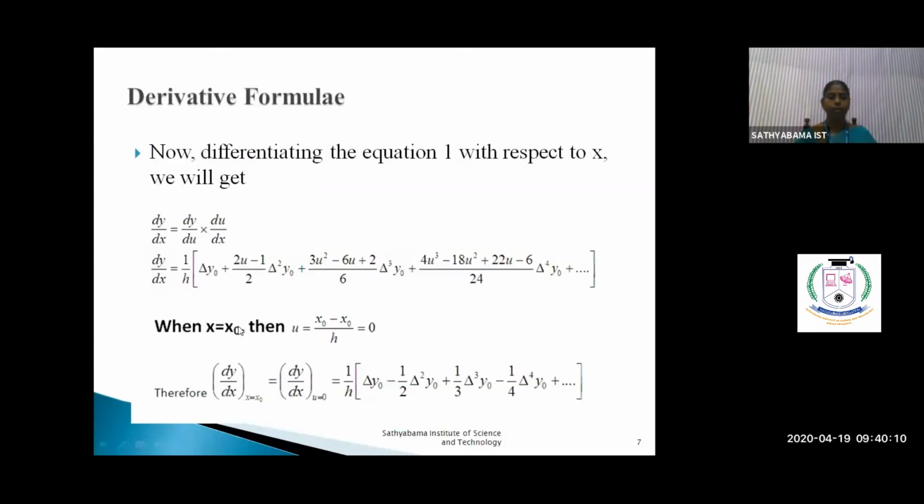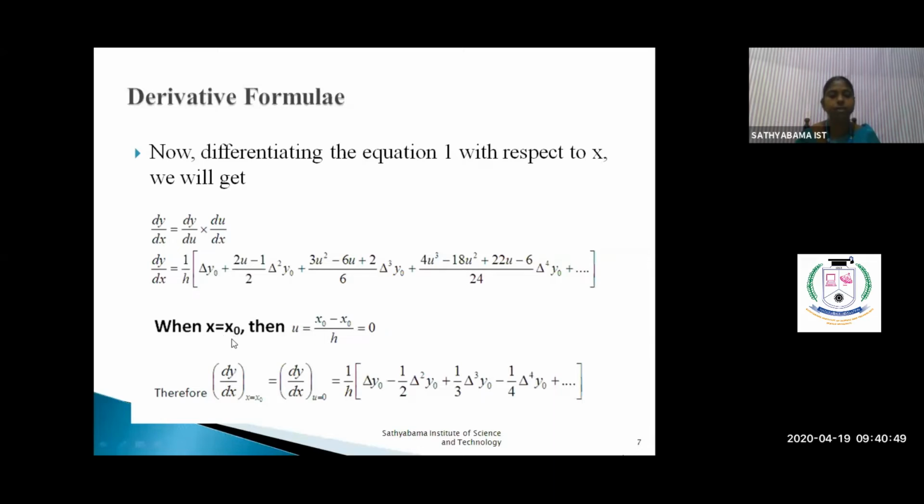Is it clear? Okay. So this is the derivative formula, and we can use it if the given x value is near the beginning of the table, because you have already studied that Newton's forward interpolation formula can be used when x is near the beginning. So note this down. Now this is the formula we can use. Sometimes x becomes x naught, that is the first entry.